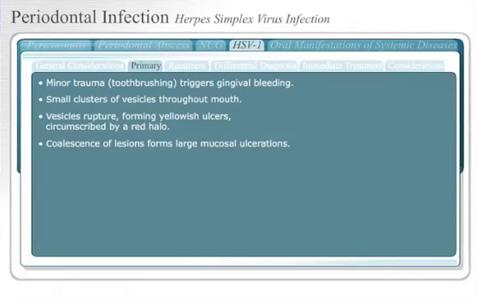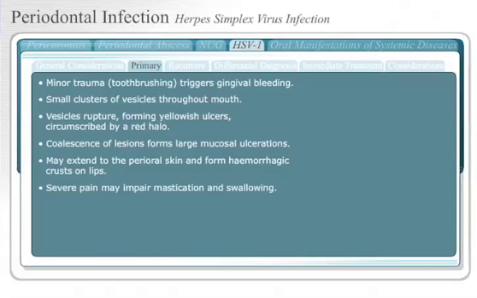Coalescence of adjacent lesions form large mucosal ulcerations of the buccal mucosa, gingiva, palate, tongue, and lips. The ulcers may extend onto the perioral skin and form hemorrhagic crusts of the lips. Pain may be severe and impair mastication and swallowing.